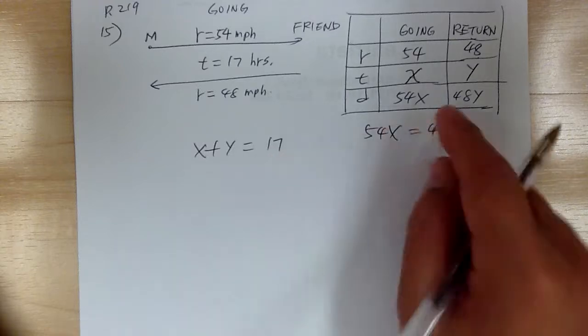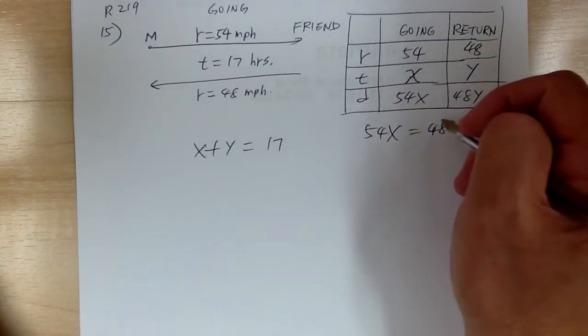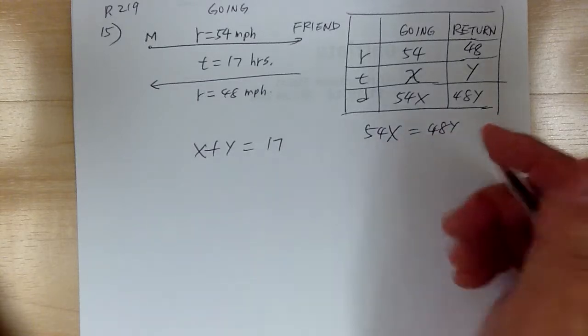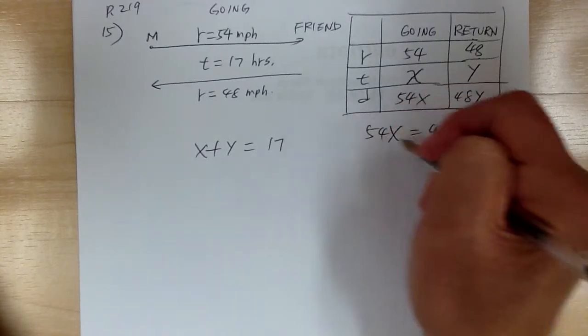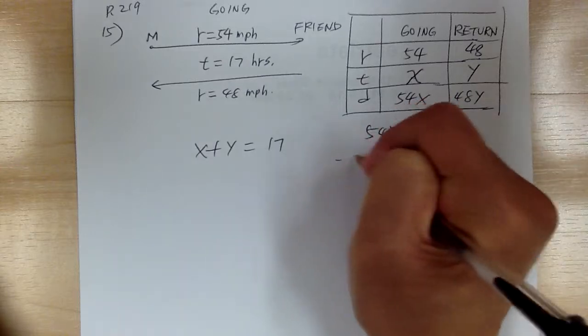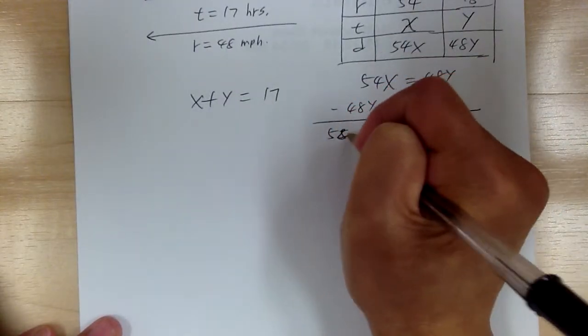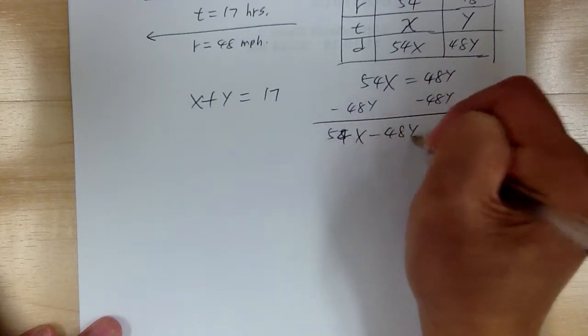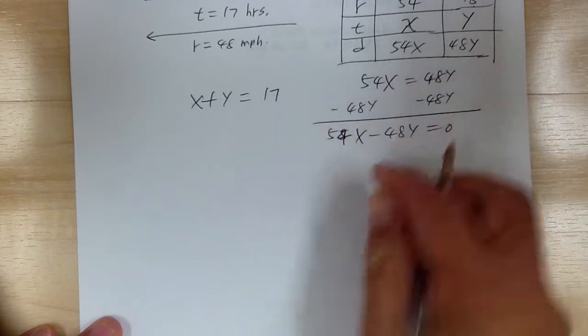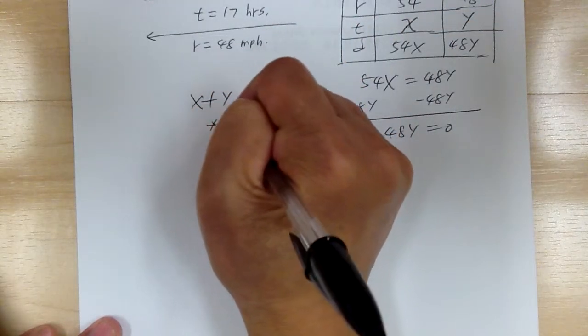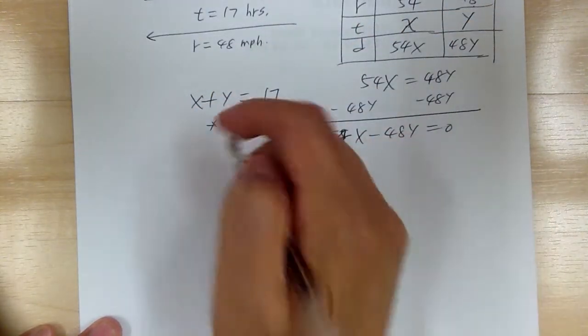So now we're going to use the elimination method. I guess you can move this over to make a substitution, but I'm going to use the elimination method. So I'm going to move this over: minus 48y, minus 48y. So I got 54x minus 48y equals 0. And I'm going to eliminate the y, so I'm going to multiply by 48 because 48 is the lower number.